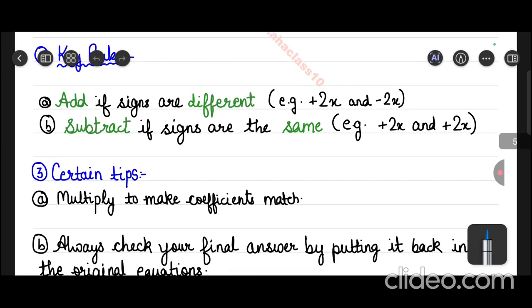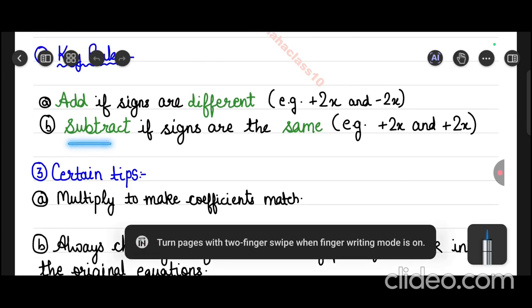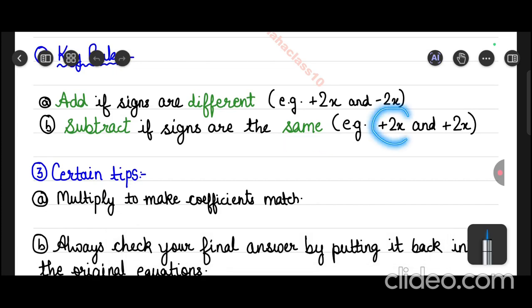Then, subtract if signs are same. If we have plus 2x and plus 2x, the signs are same, so we will subtract them. After subtracting, we can get rid of the term x.